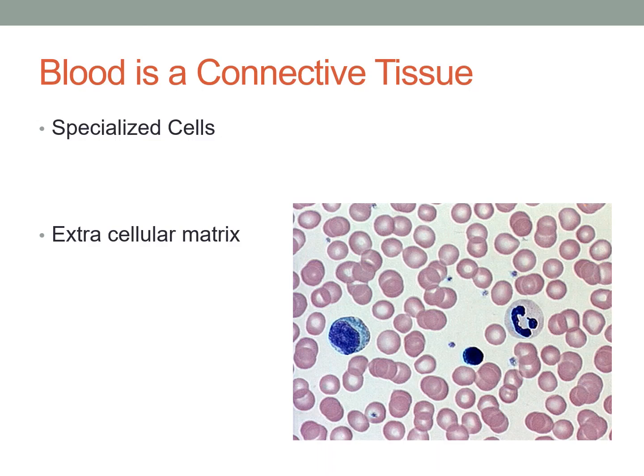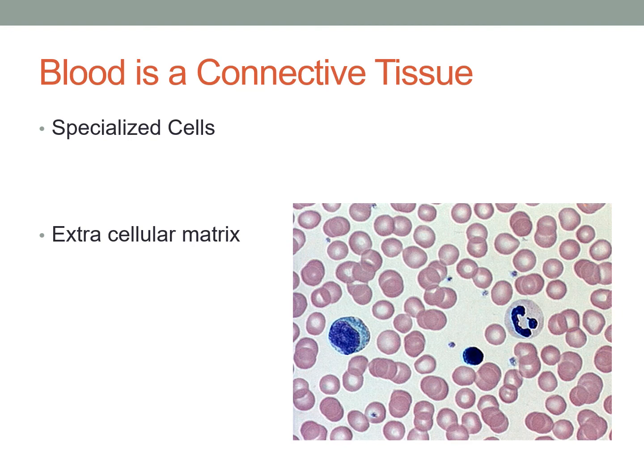Okay, so we're shifting gears away from the heart and the vessels and talking about the blood itself. And you might remember that blood is a connective tissue, right? It's one of those weird ones, right? Those 4 categories of tissues: epithelium, connective tissue, muscle, and nervous tissue. Blood is a connective tissue. So all connective tissues have 2 features: specialized cells that are in an extracellular matrix. Extracellular matrix just means the stuff around the cells.